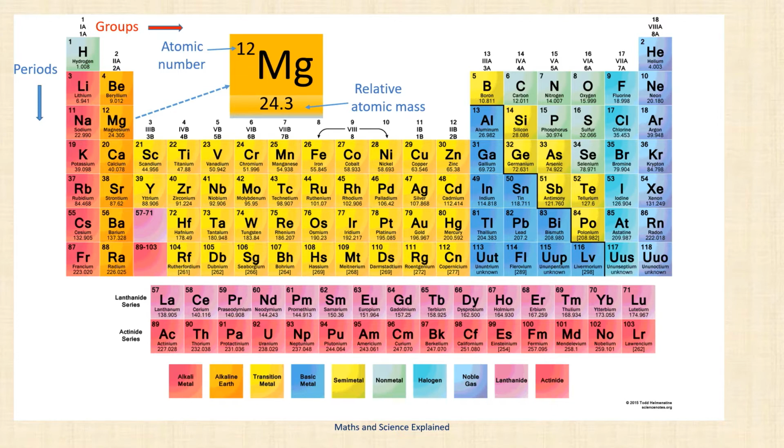The number 24.3 is the relative atomic mass. If the atomic mass was exactly 24, then that means there are 24 nucleons in total. In other words, 12 neutrons in addition to the 12 protons. The 24.3 is a weighted average of the relative masses of the various isotopes that are found in a sample of magnesium. Remember that isotopes are versions of a given element which have different numbers of neutrons.